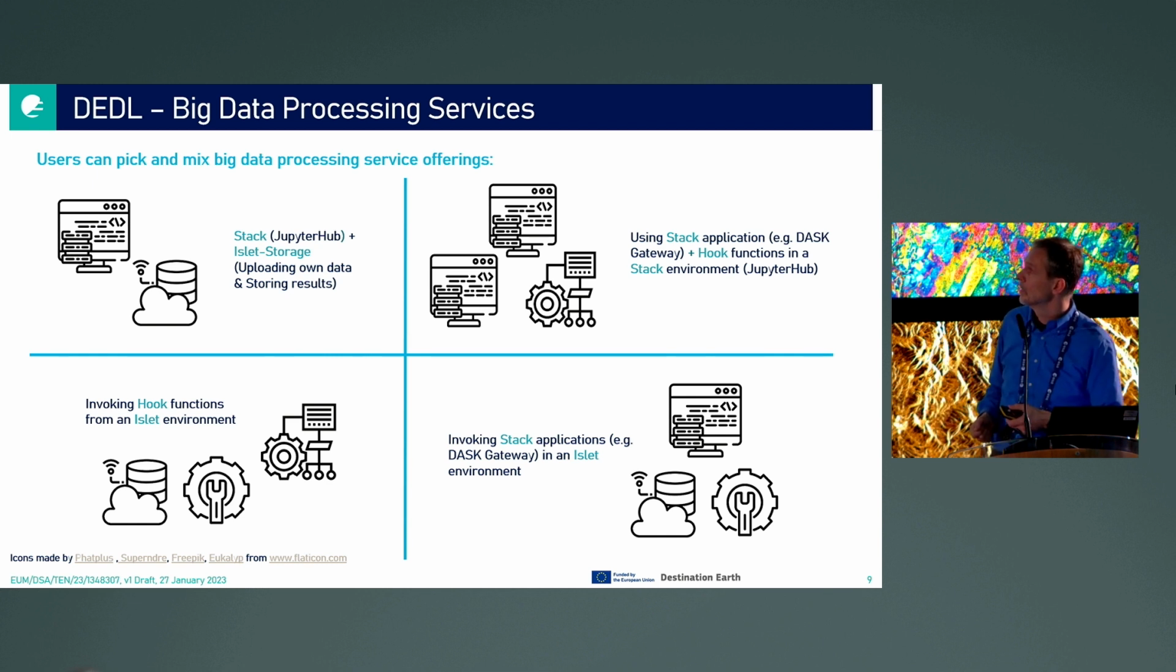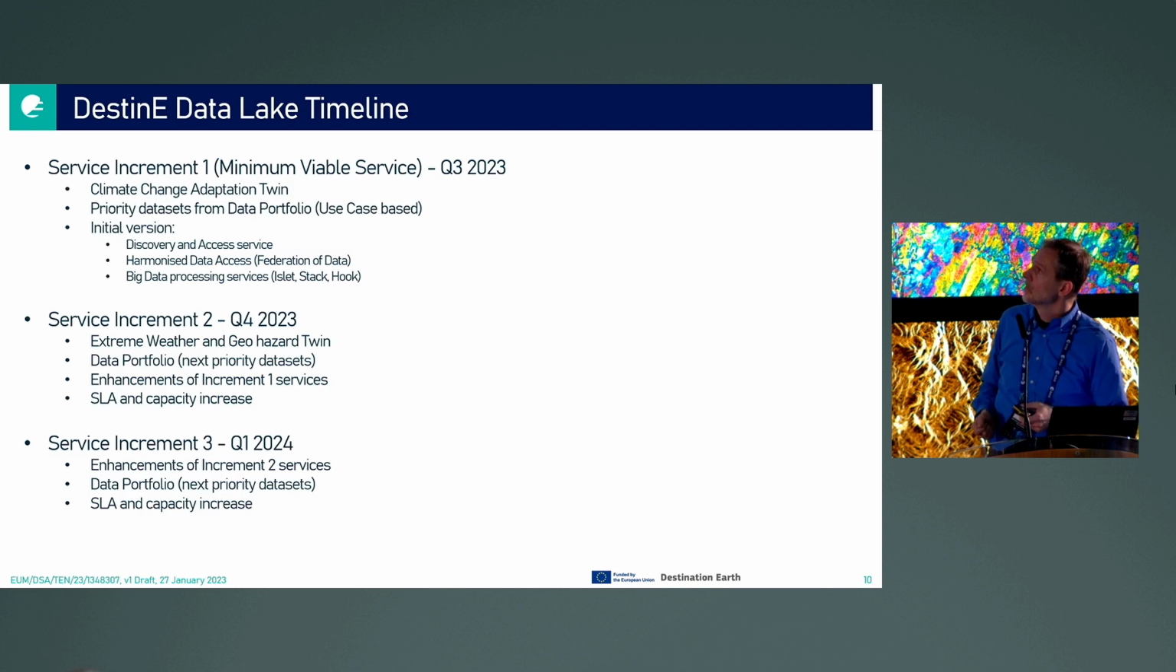So this is a bit the timeline that we envisage for the data lake implementation. So, I mean, it's in line with what you saw on the other slides. We ramp up throughout 2023. So there will be a minimum viable service available in Q3. And the ramp up goes up to Q1 2024, and then there's maybe another round of requirements and evolutions for the continuation.